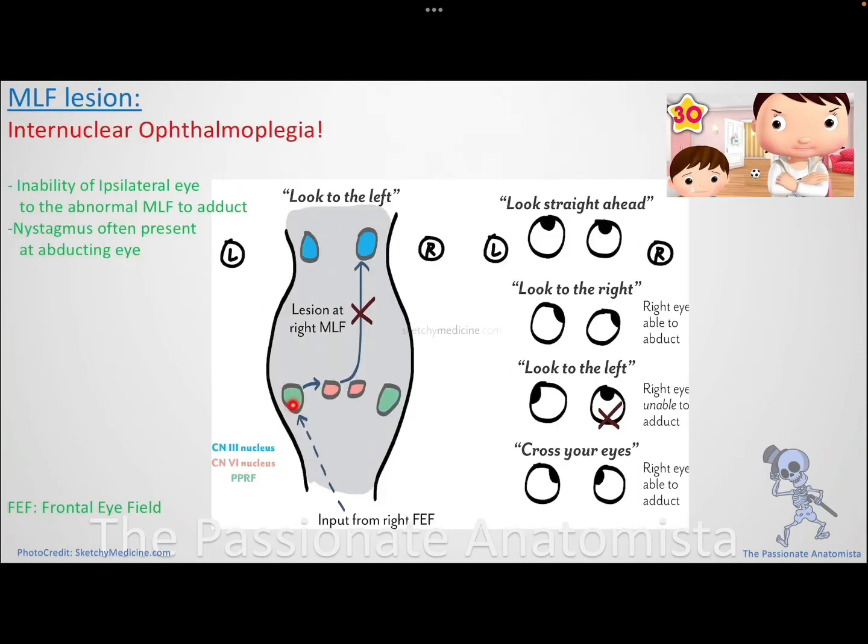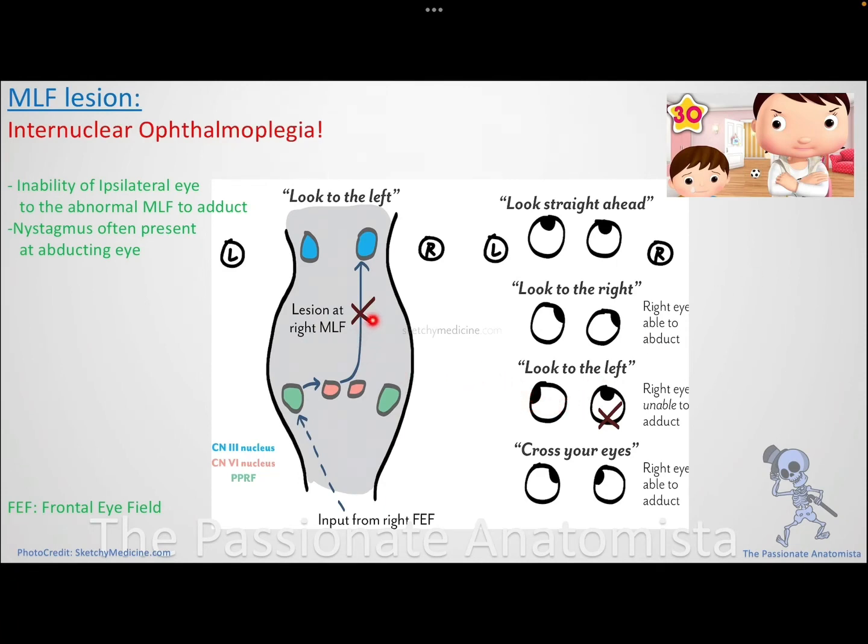Okay, now what will happen if I have an injury in my MLF, medial longitudinal fasciculus? I like this diagram that's done by sketchymedicine.com. It's very nice. Here the patient is looking straight ahead. If you ask him to look to the right side, this is fine, because my silly big sister, in this case the left lateral rectus, doesn't want to move now, so there is no problem. Now the silly big sister decided to look at the left.